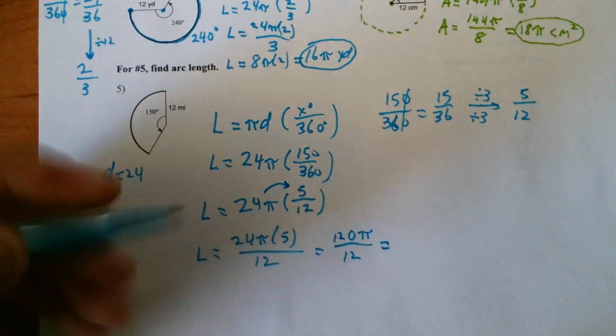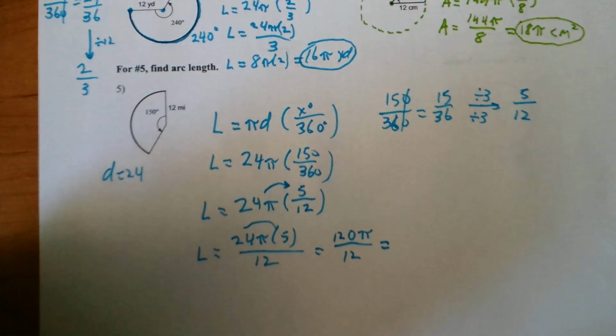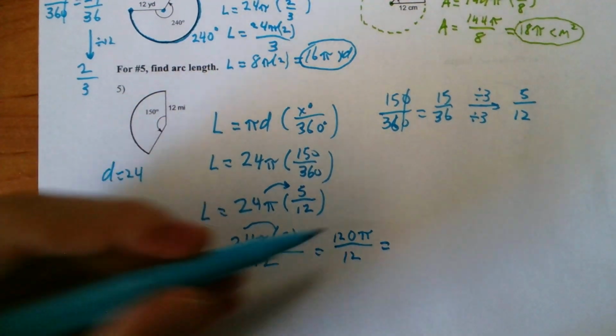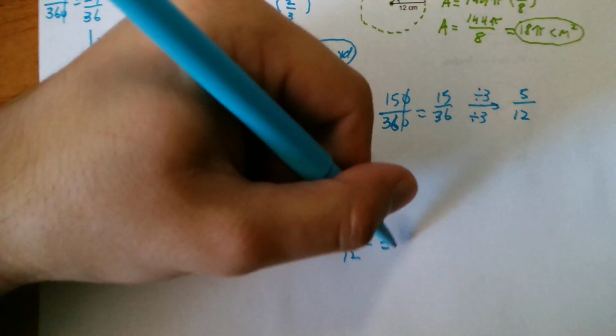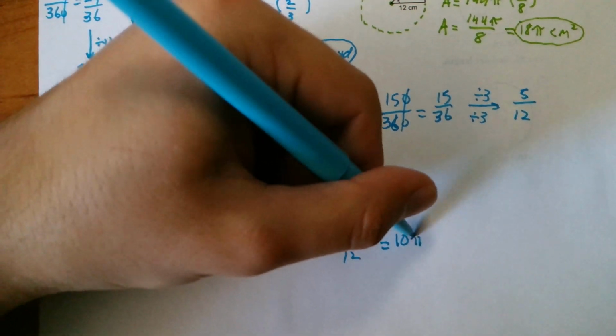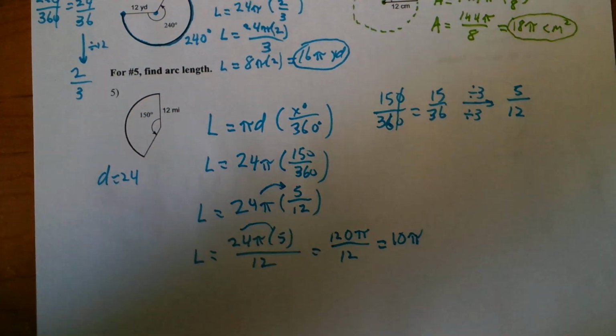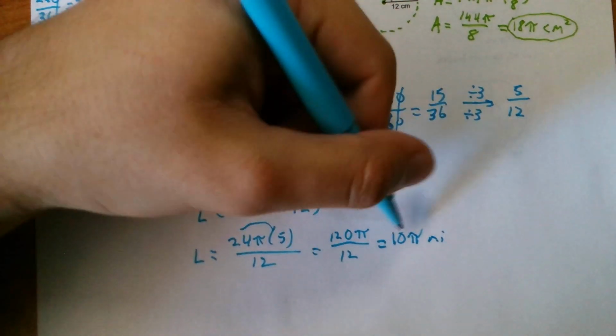So 24 times 5 gives you 120. And keep the pi. Now, divide that by 12. 120 divided by 12 is going to be 10 pi. And then units should be miles.